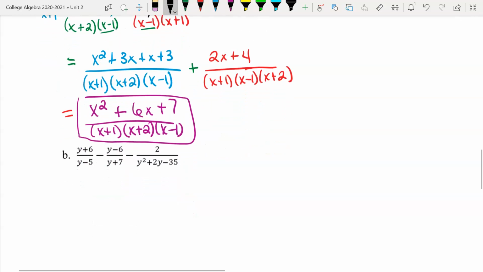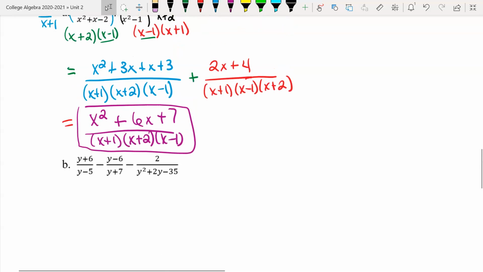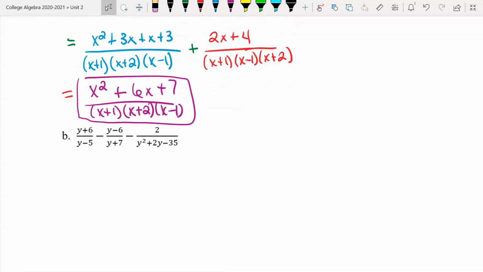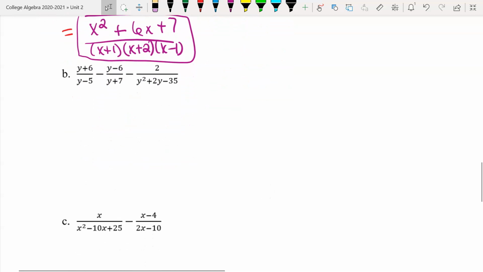All right, B is the one you're going to see most often on the homework. And it shows up the most on the Hawks.